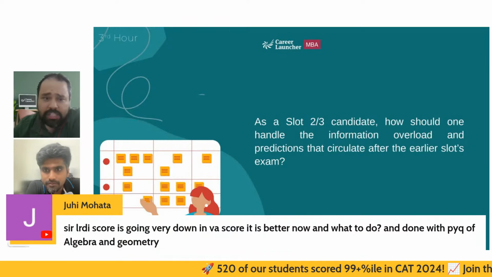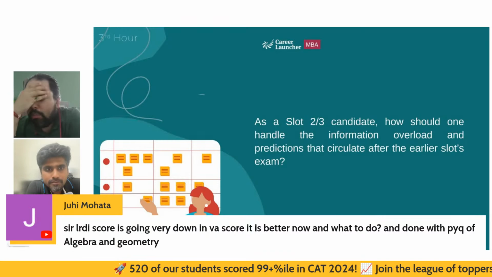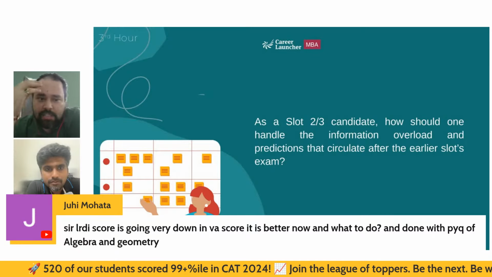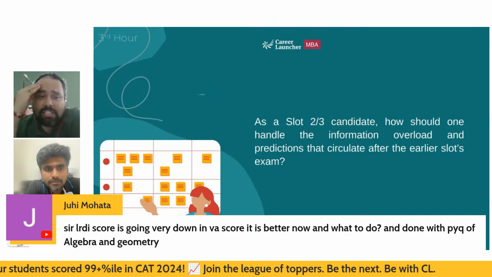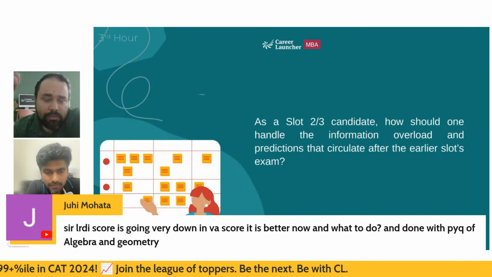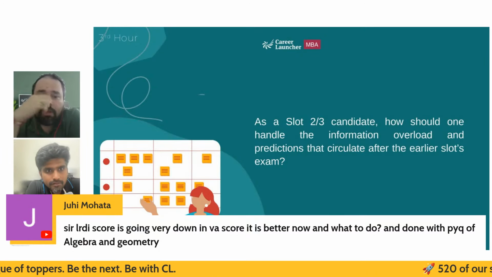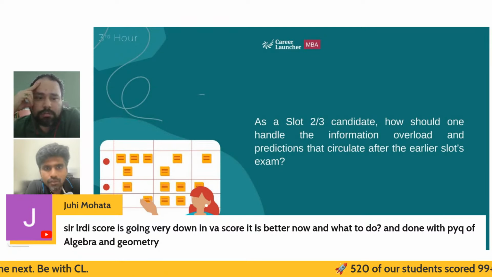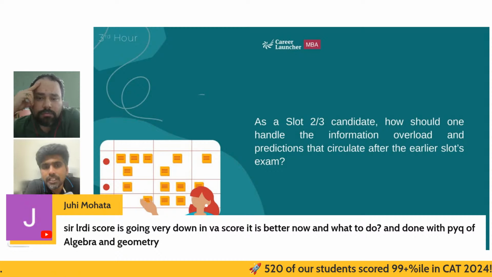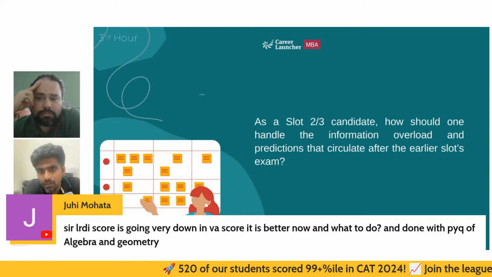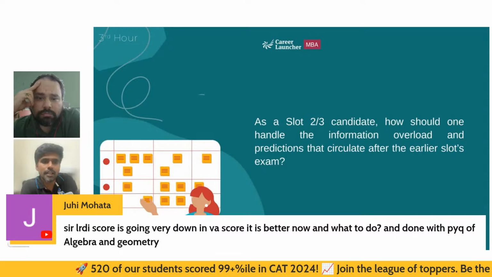Perfect. I'll pick up a couple of questions. LRDI, the objective of this question: Ravi could be answering Juhi's question and also giving suggestions with respect to LRDI. I think we can do that for each of the 3 sections. That might be the best way of doing it. The question is: LRDI score is going very down. In VA, it is better now. What to do? Done with the PYQ of algebra and geometry.